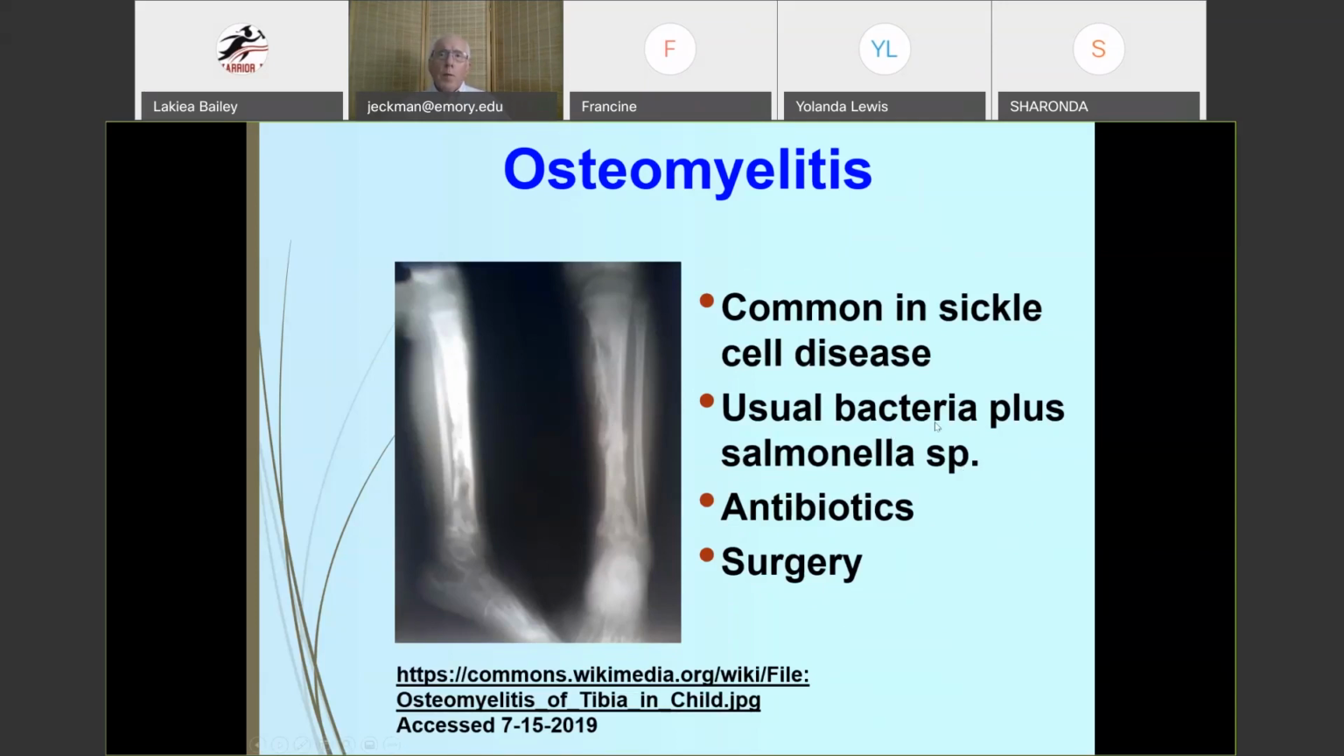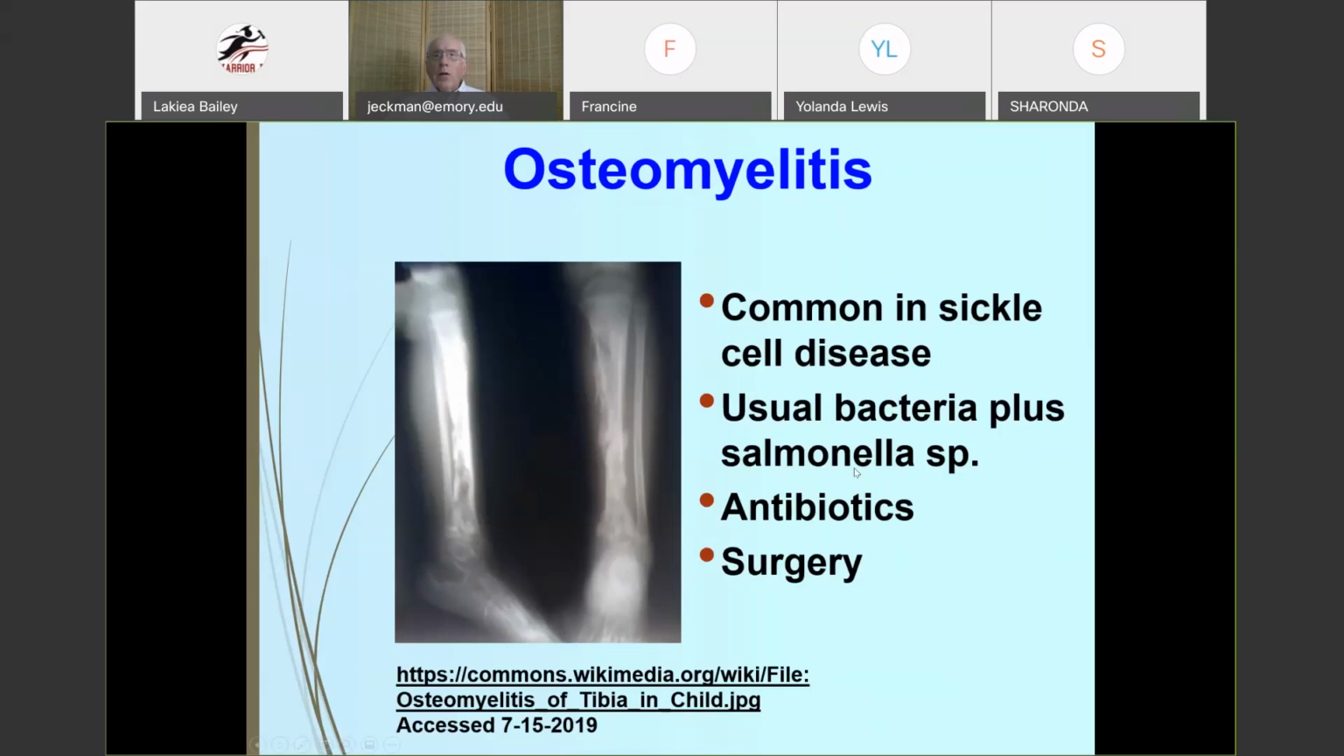This is caused by a bacteria, and it's very commonly caused by bacteria that other people get when they have bone infections, like staph infections and other organisms. But the sickle cell patients really are especially susceptible to salmonella infections, and this becomes important in your life to not have pets like turtles and lizards that carry salmonella.